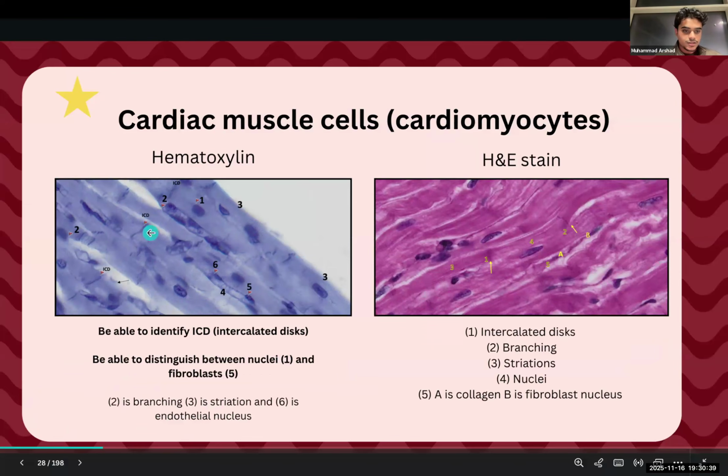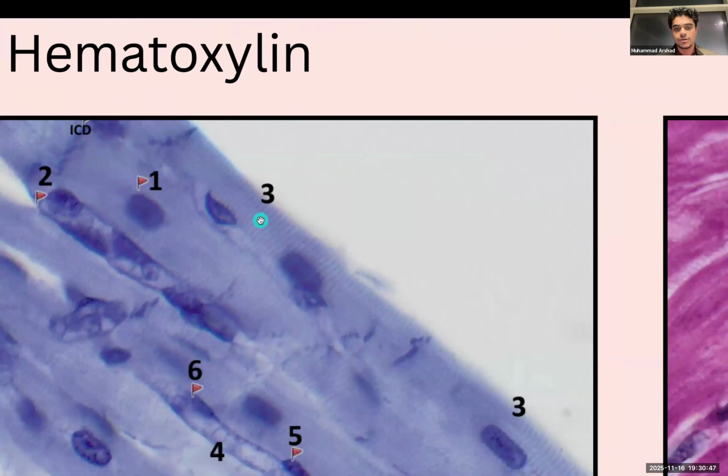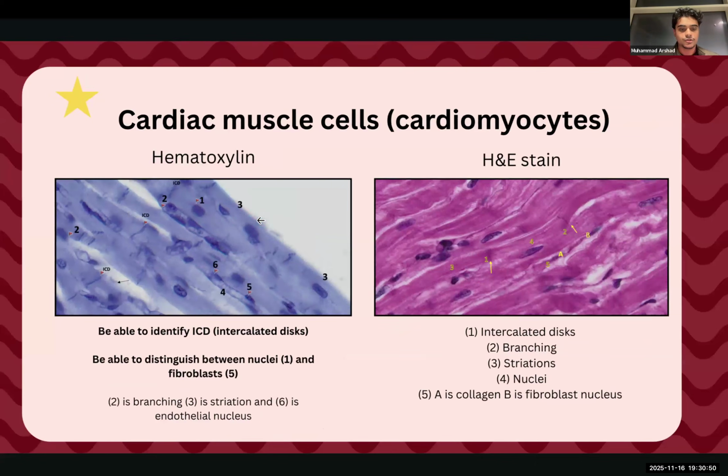Some other important things that you need to know, there's branching. That's what 2 is talking about, right? So you can see these branches here. And it's not really as clear here, but you can see some striations here as well. So cardiac muscle cells are striated.